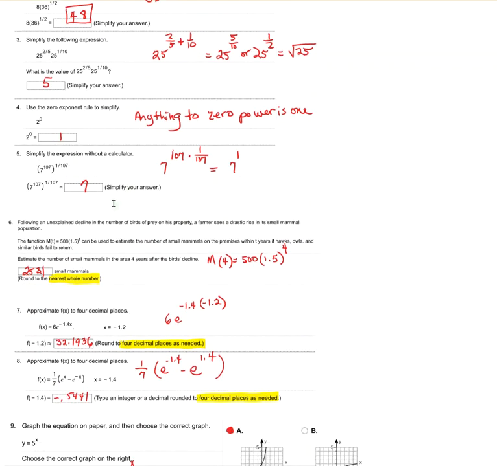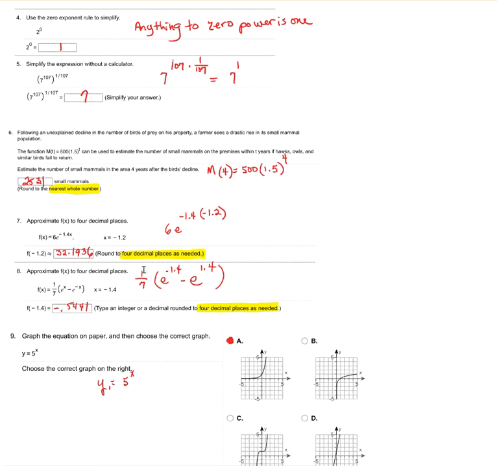Use the zero exponent rule to simplify. Well, anything to the 0 power is 1. So 2 to the 0 is 1. Next, 7 to the 107, to the 1 over 107. Well, power to power, we multiply. That's different than adding. This was multiplying two bases and we added. But power to power, we're going to multiply. And 107 times 1 over 107 just leaves 1. So that ends up being 7.